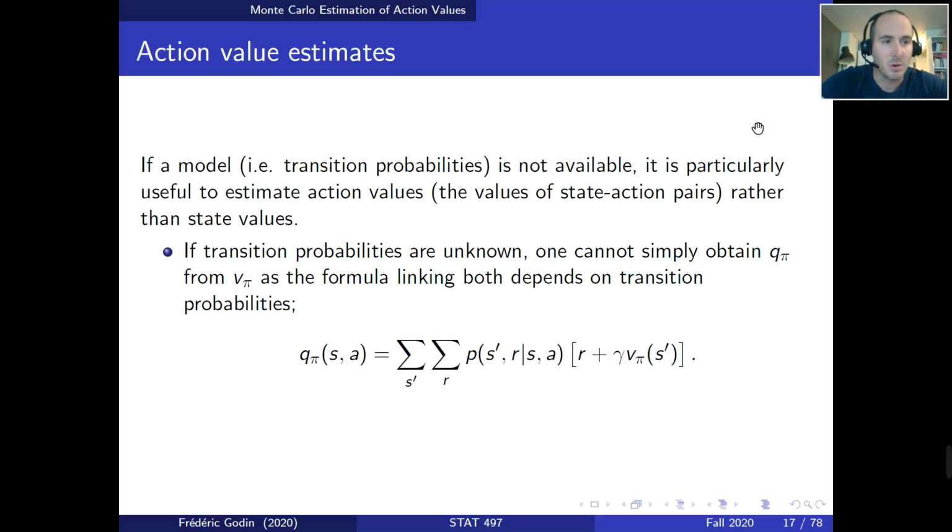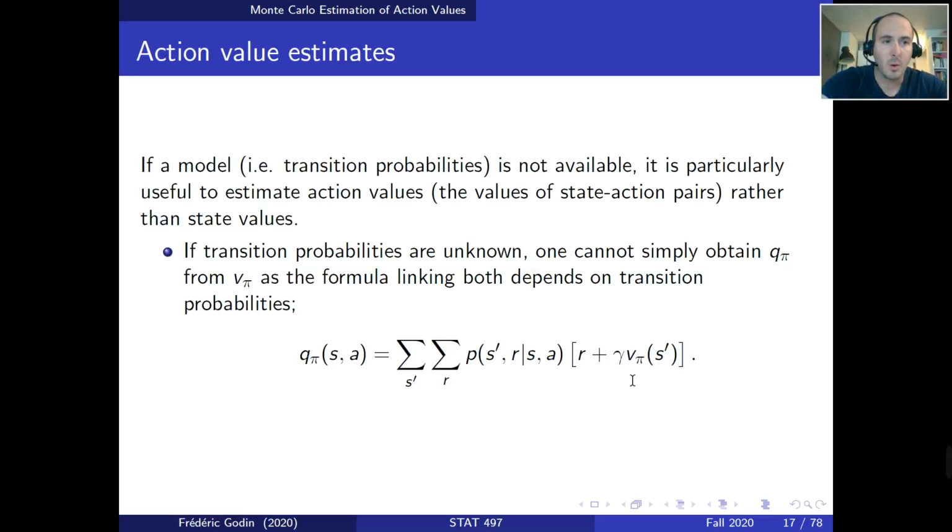Okay, so in the previous chapter, chapter 4, we discussed dynamic programming algorithms, and we saw that there existed a relationship between the action value function of a policy and the state value function. The action value function for a policy pi was obtained by summing across all possible next states and rewards the transition probability of getting into these new states and rewards, times the next reward plus the discount factor times the state value function in the next step.